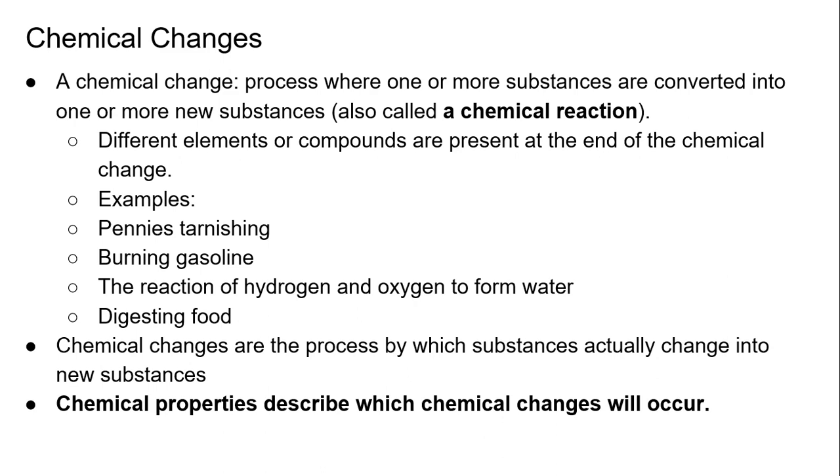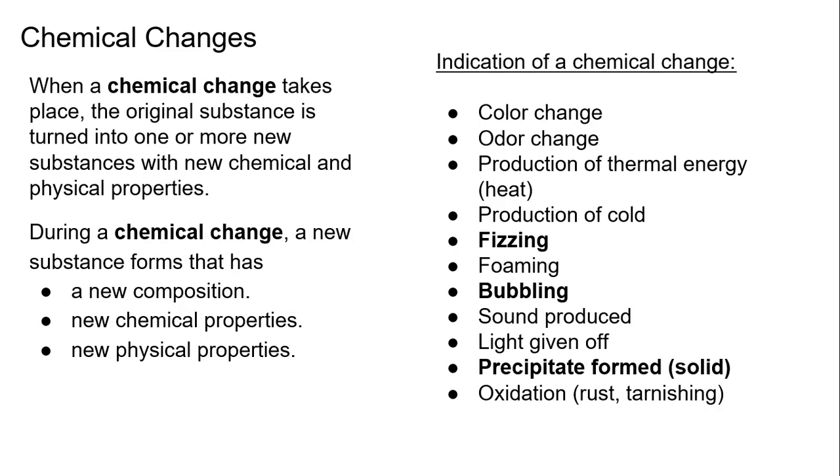Chemical properties describe which changes will occur. That's our next page coming up. So here are some indications of a chemical change. During a chemical change, a new substance forms that has new composition, new chemical properties, and new physical properties. So if you think of water, we start out with hydrogen gas and oxygen gas, both gases. Yet, when we put that together, we have water that has entirely new composition, new chemical properties, and new physical properties that are completely different than what we started out with before the chemical reaction.